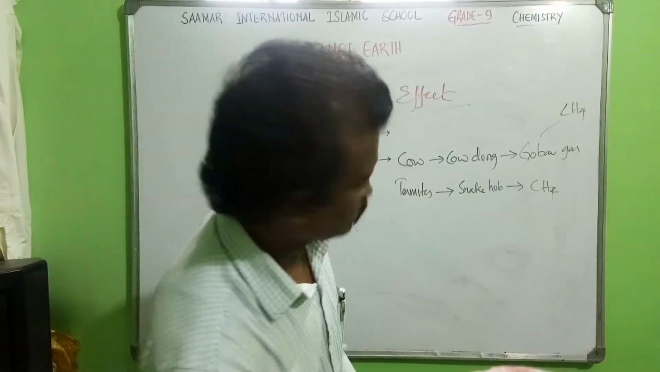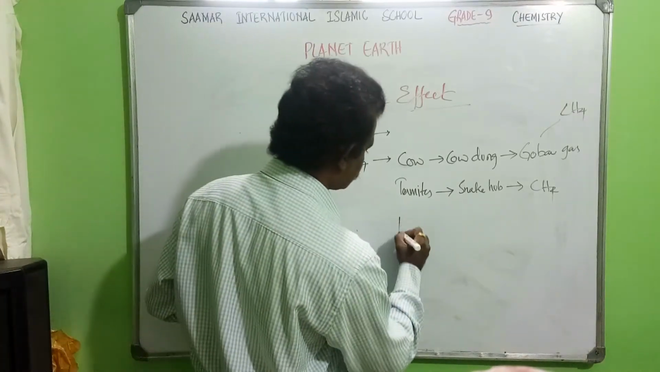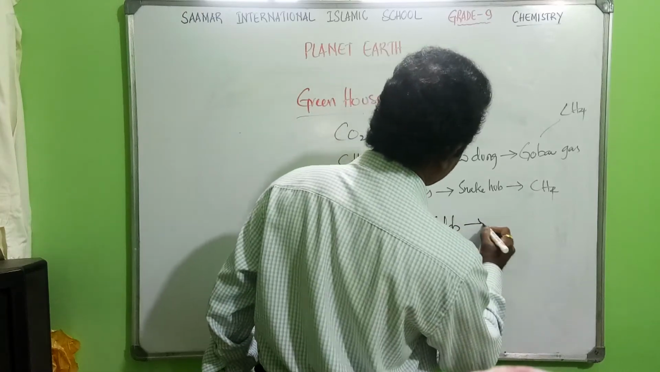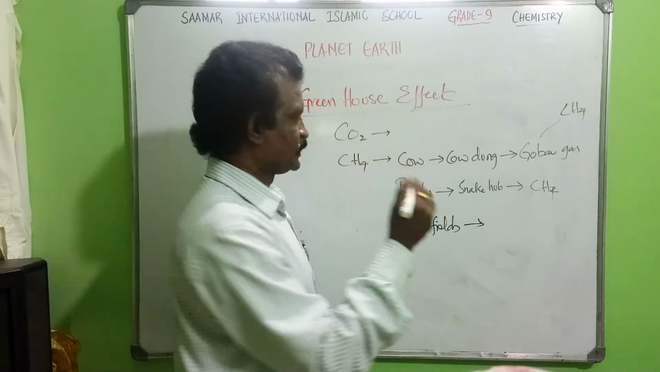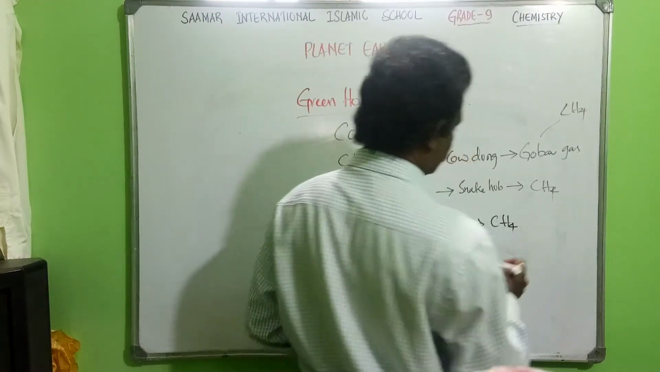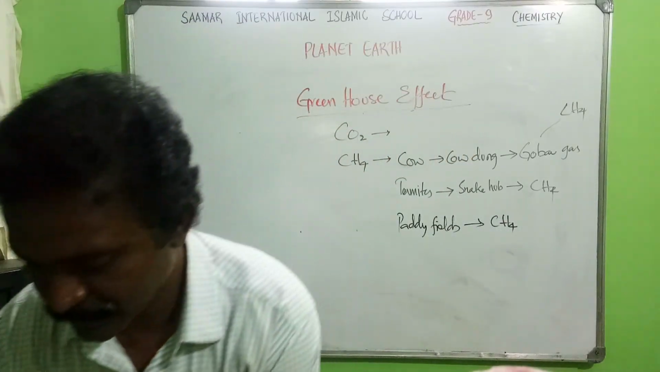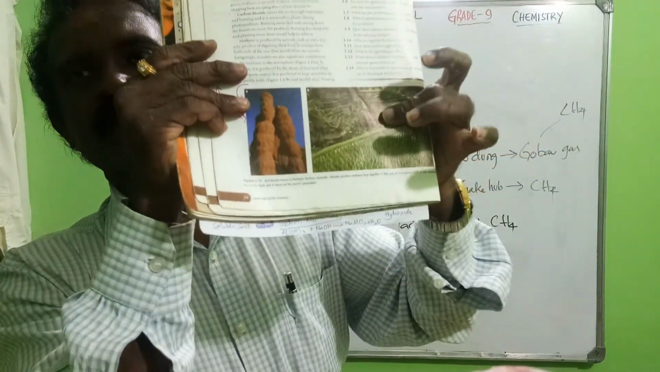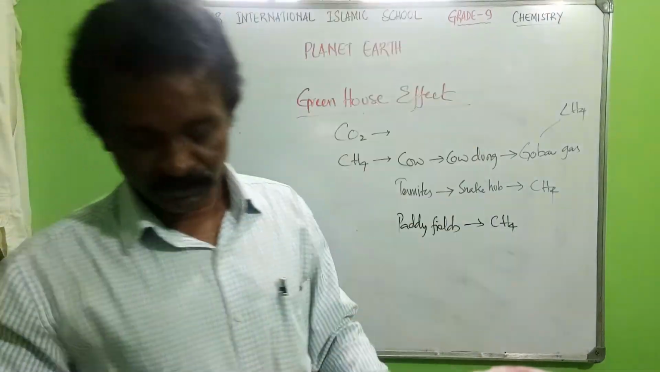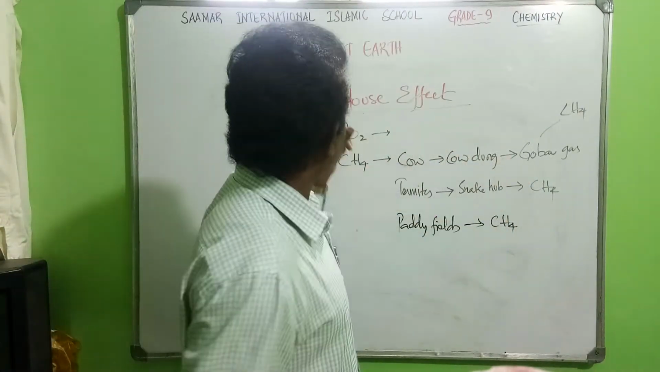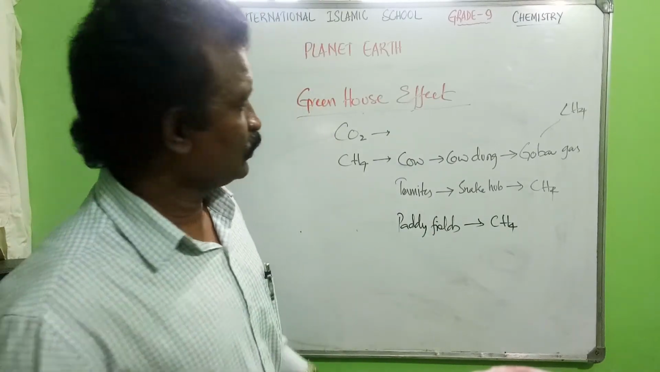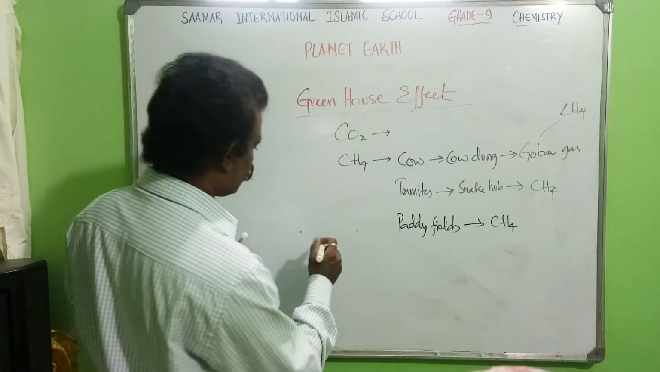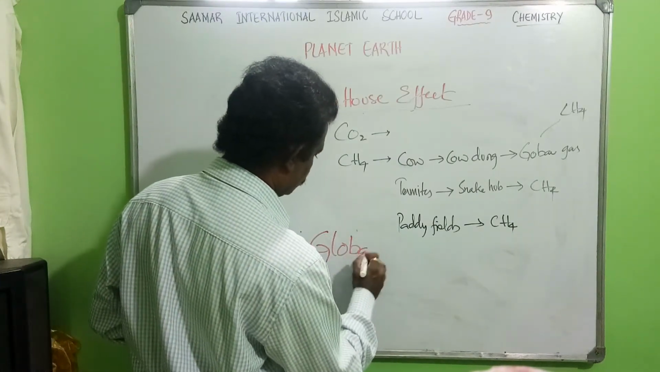The next one is paddy fields. These paddy fields also release methane gas. So you can see a paddy field here and a snake hub here. So these are the causes for the greenhouse effect. Is it clear? Now, this greenhouse effect internally affects the globe. So that is called global warming.